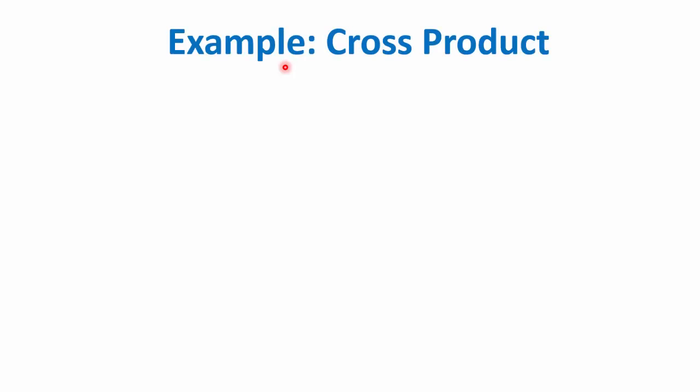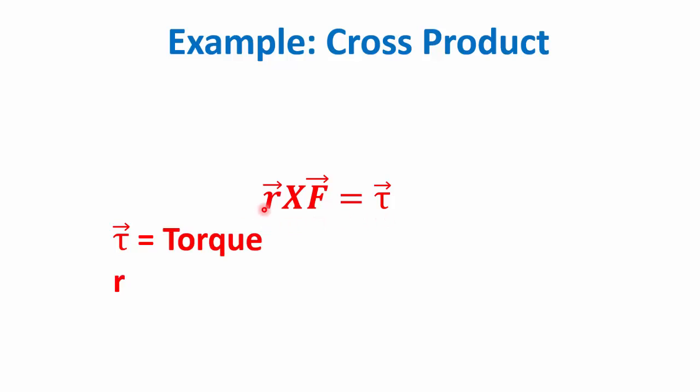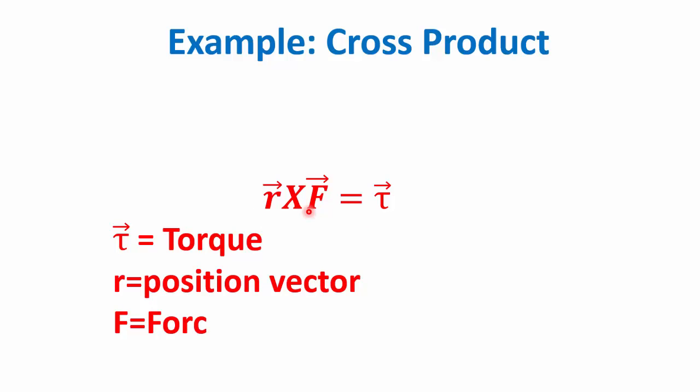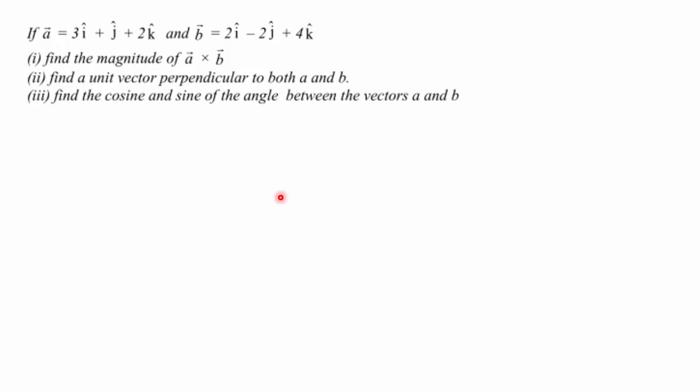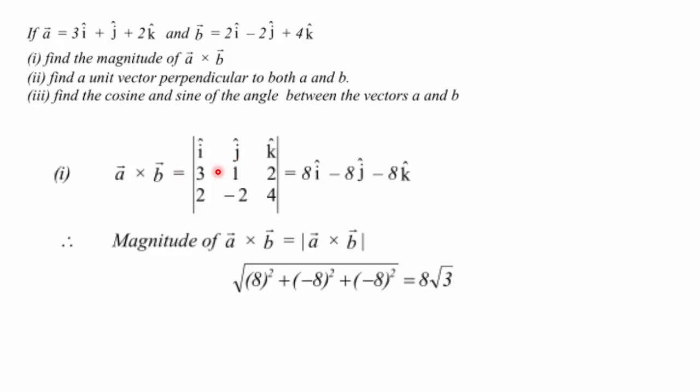Now if I have examples, we can have examples in physics as cross product. যেমন ধরো torque tau, where r cross f, r is the position vector, f is the force, will give you torque. এটাও কিন্তু an example of cross product. আমরা এবার একটা example দেখি on dot product and cross product.